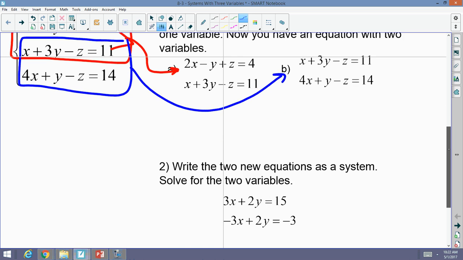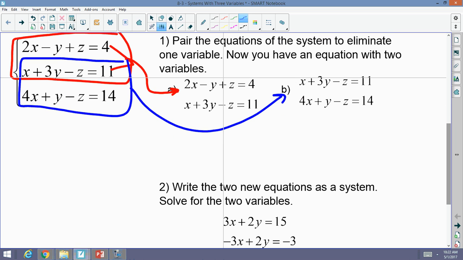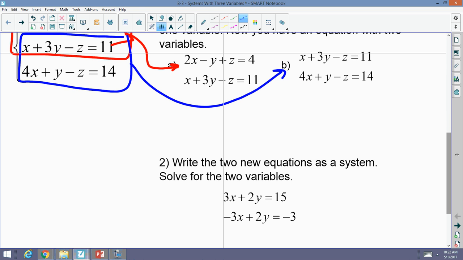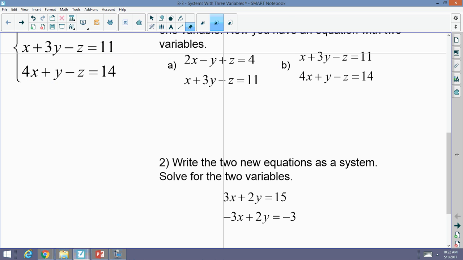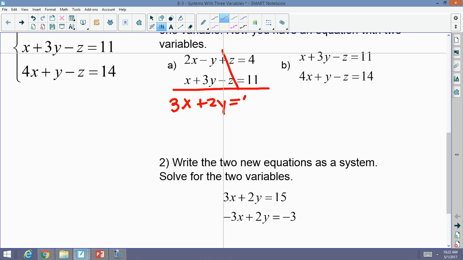Now that we're working with red, guys, we got to eliminate. Who do you think we should eliminate from this first set? The z, for sure. So get rid of the z. What am I left with? 3x plus 2y equals 15. That's this guy right here. Does everyone see that? Okay, now we've done my first two.